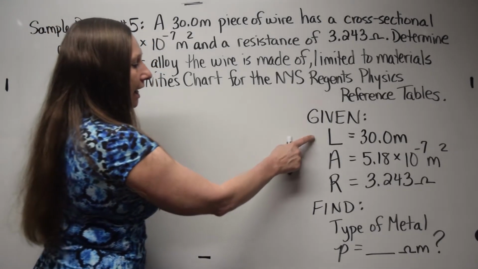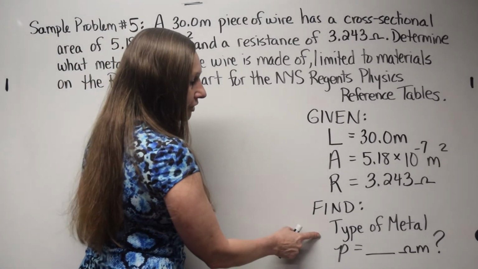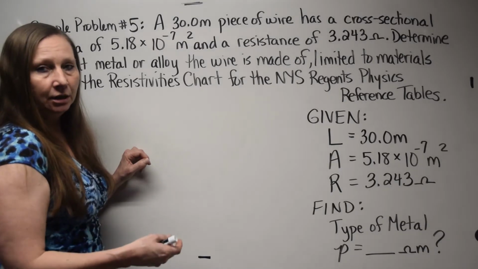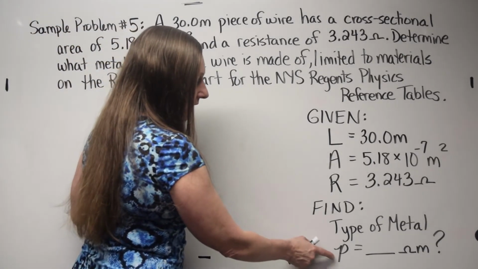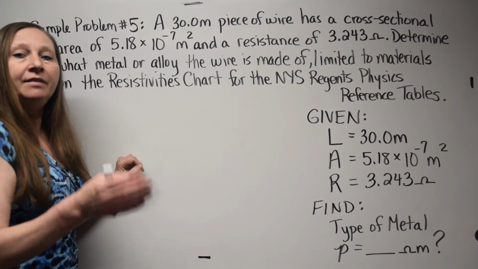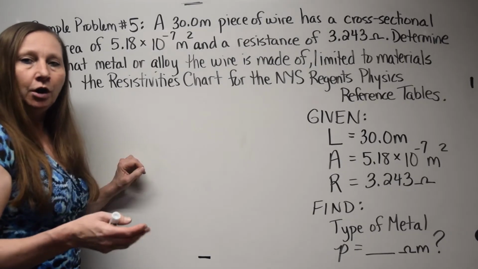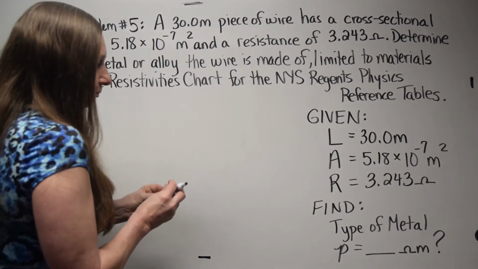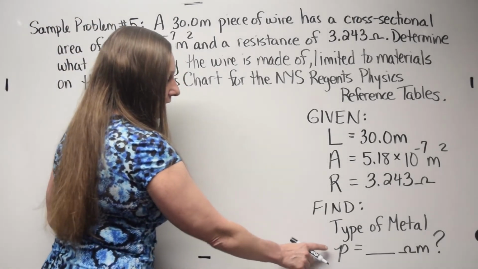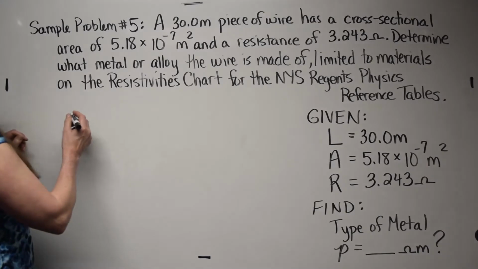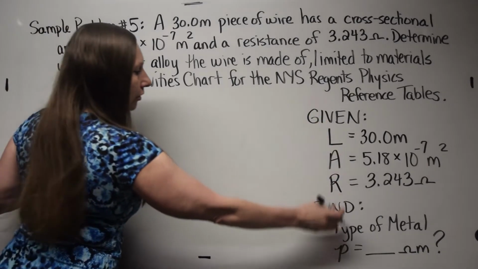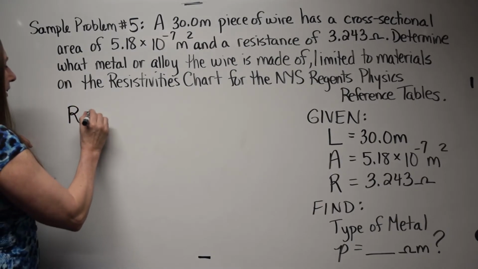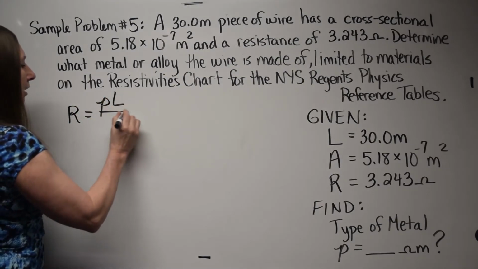So we were given length, area, resistance. We're asked to figure out what type of metal it is, in other words, the name of the metal or alloy. So we're going to have to figure out the resistivity and then look up the metal on the chart by looking up its resistivity. So what we need to do is calculate the resistivity. Here's our equation that matches all these givens and what we're trying to find. R equals rho L over A.